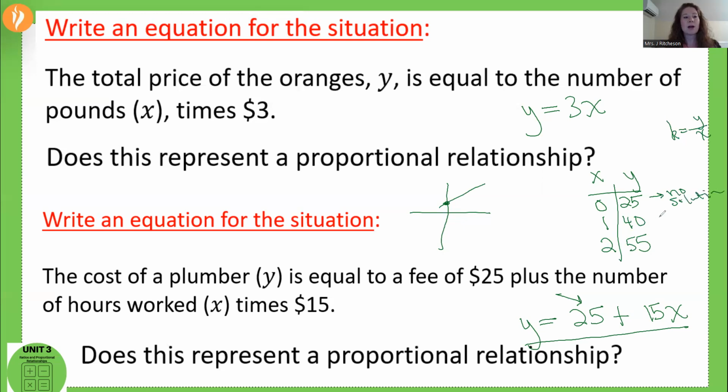But 40 divided by 1 is 40. And what is 55 divided by 2? Well, I know it's not 40. So whatever that number is, it's not 40. Okay. So a couple of different ways you can tell this is not proportional. If it has anything besides just a number times x, if it has plus or minus another number, it is not proportional. It would not go through 0, 0.